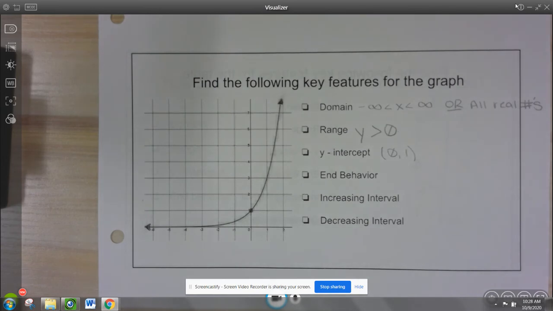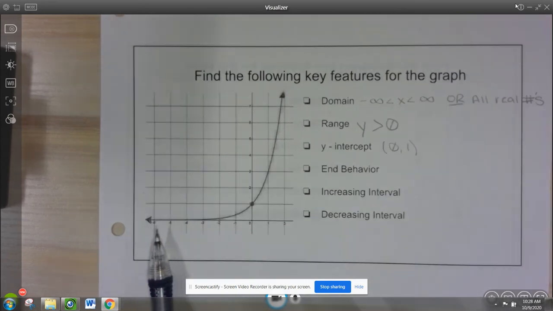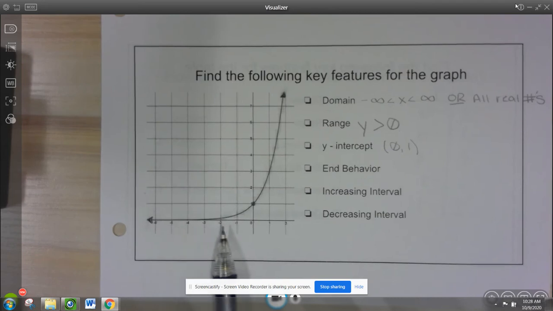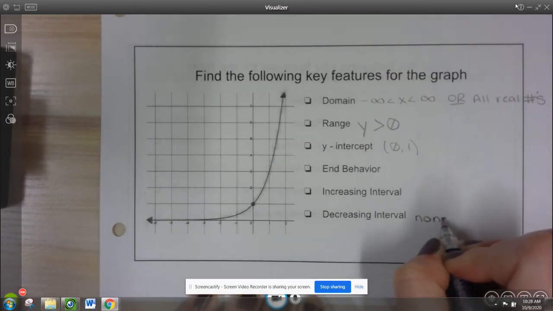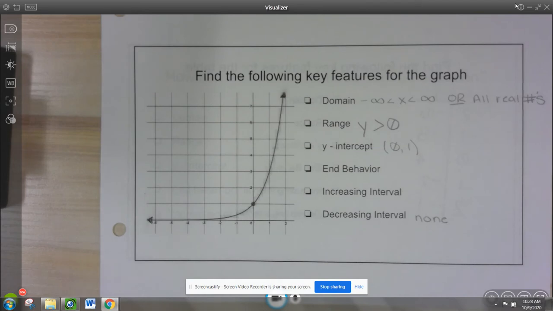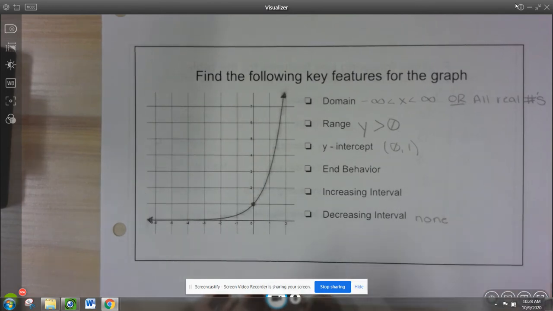I'm going to skip end behavior for just a minute, and I'm going to talk about increasing and decreasing. As I move from left to right, if I was a little ant crawling along this graph, I would always be increasing. So there is no decreasing interval because it's never going down. It is always going up. So for our increasing interval, it's actually going to be the same as our domain in this case.